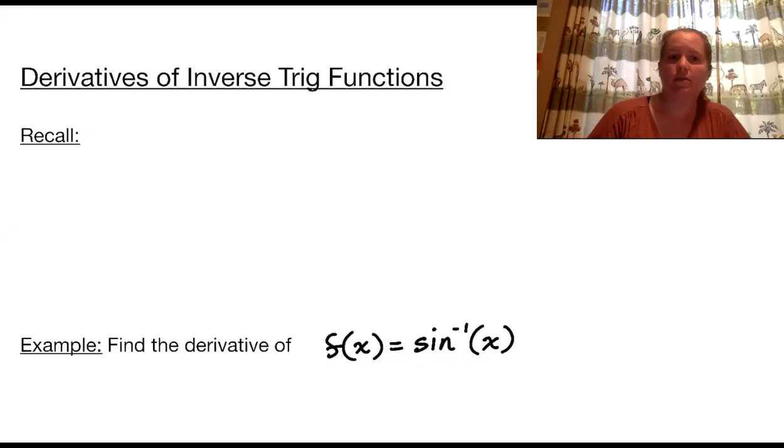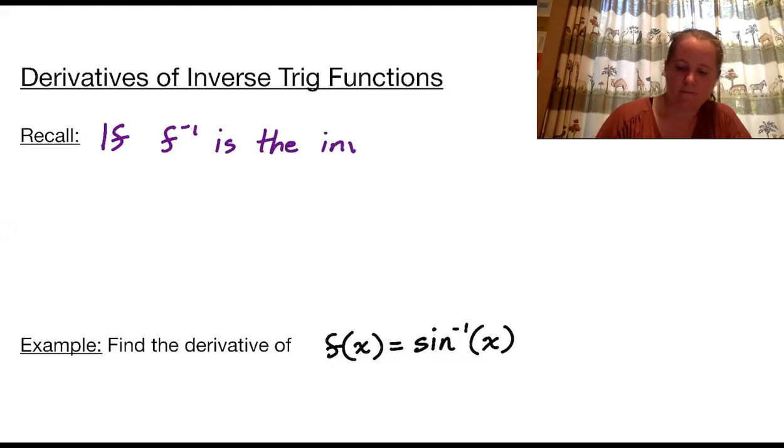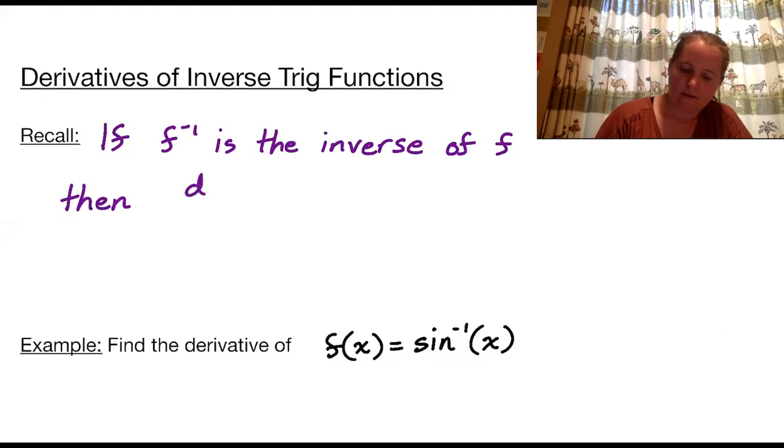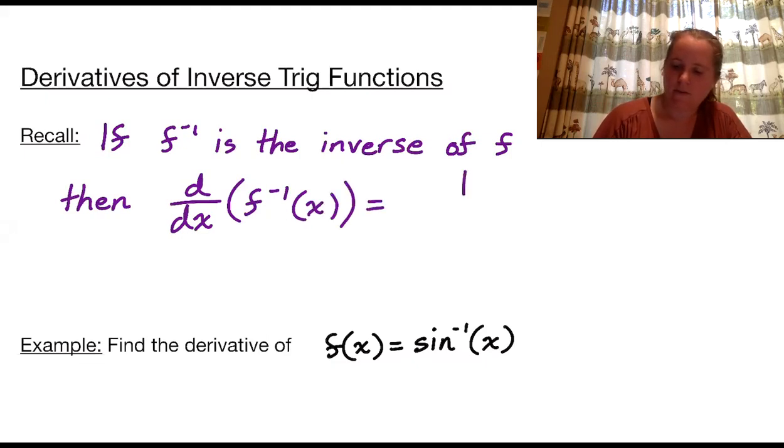Welcome to derivatives of inverse trig functions. So just recall, if f inverse is the inverse of f, then we have the derivative of f inverse of x is 1 over f prime evaluated at f inverse of x.